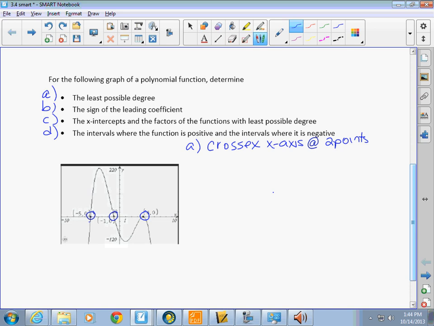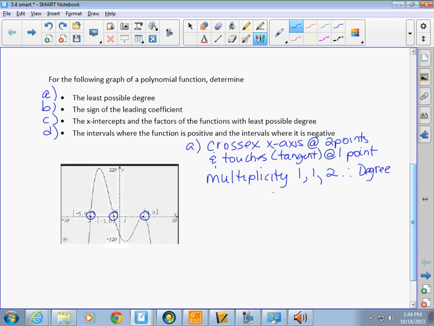And then it touches, or is tangent, same thing, at 1 point. So that means we have a multiplicity of, where it crosses is 1, where it crossed again is 1, and where it touched or was tangent was 2. So if we add those all up, it'd be a degree of 4.